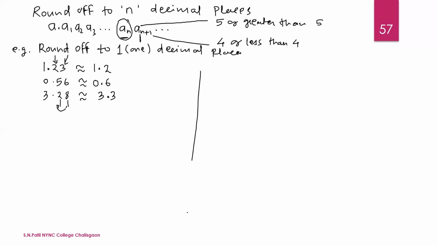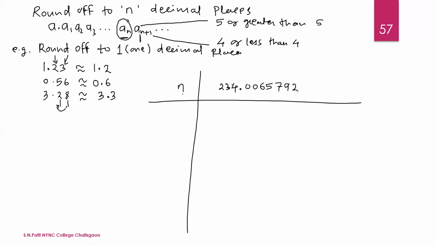Suppose we have the number 234.0065792. Okay, and this is the place. If rounded to 0 place, meaning nearest to the whole number, suppose we have the number 5.9, rounded to its nearest whole number, then we write this number as 6. Now here, 0 place, so we write it as it is, 234.